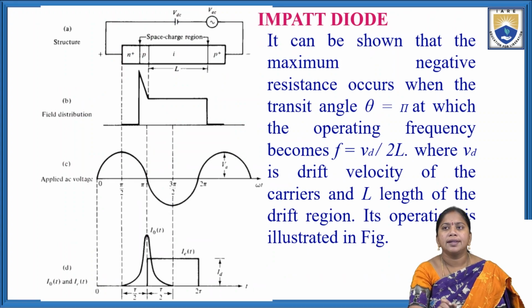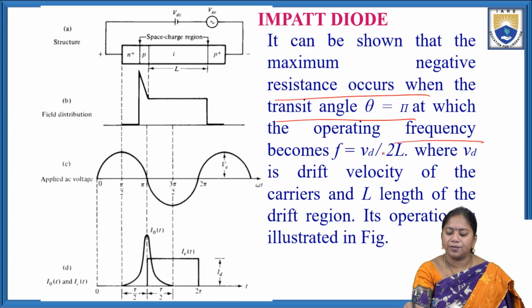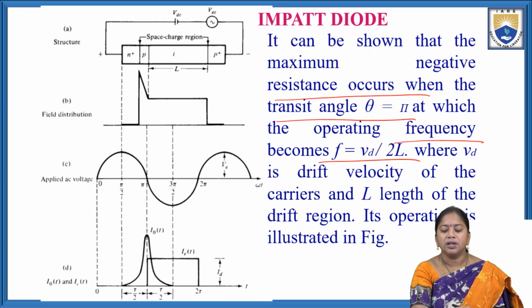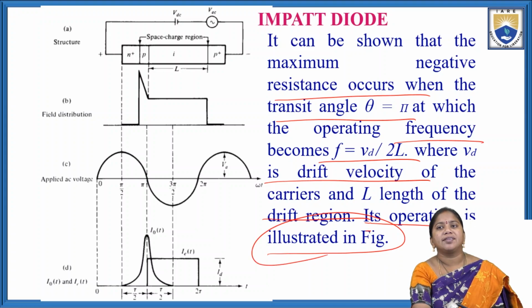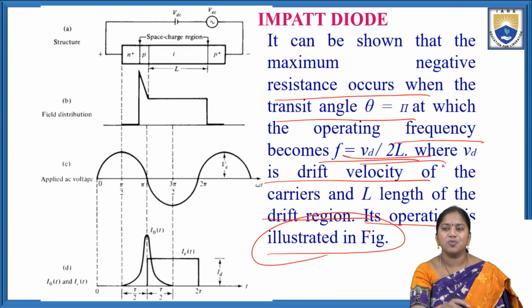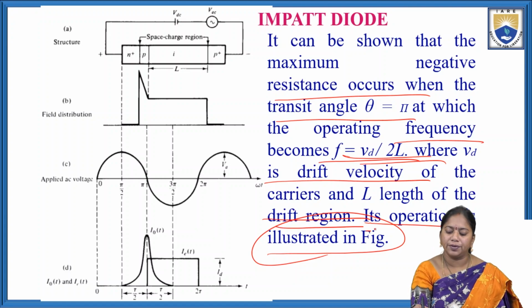It can be shown that the maximum negative resistance occurs when the transit angle theta equals pi, at which the operating frequency becomes f = Vd/2L, where Vd is the drift velocity of the carriers and L is the length of the drift region. Its operation is illustrated in the figure.